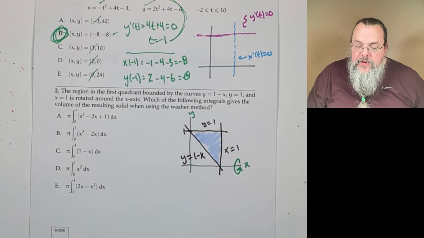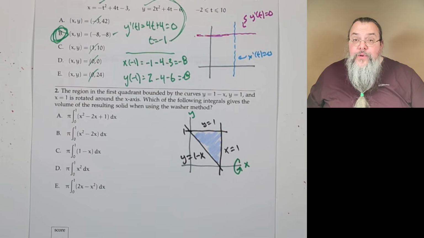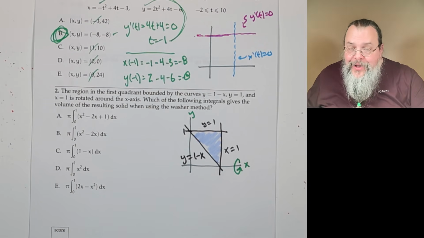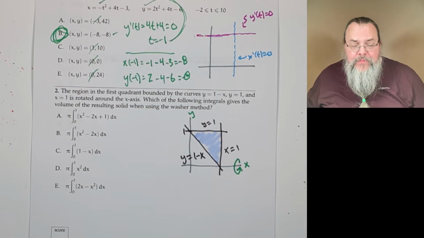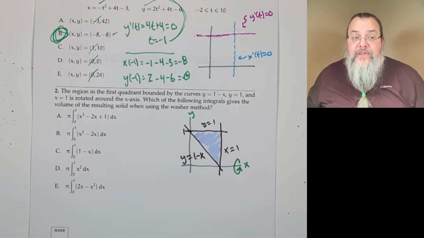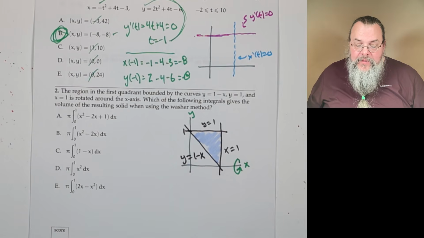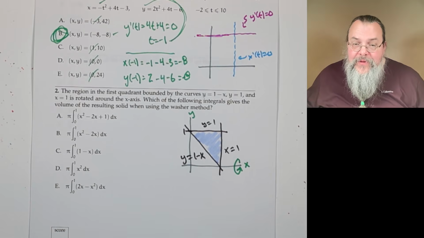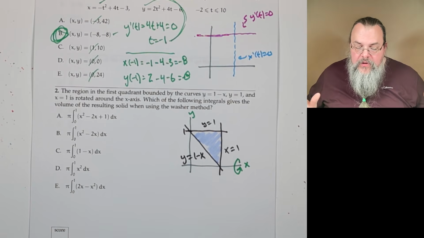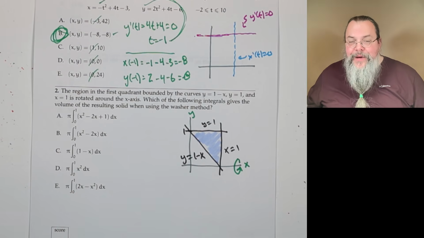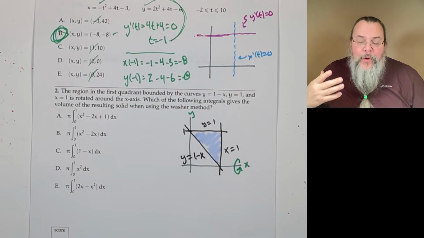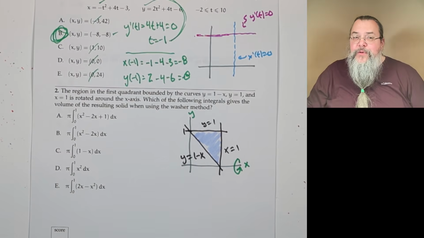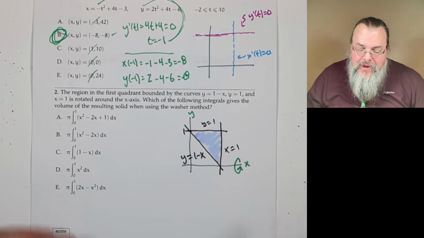Which of the following integrals gives the volume of the resulting solid when using the washer method? Now notice it doesn't say we actually have to compute. It just says we have to set it up. So we have to make sure we get our setup correct. Now, how do we set things up? Well, one of the things is we have to decide how we're integrating, with respect to x or with respect to y.